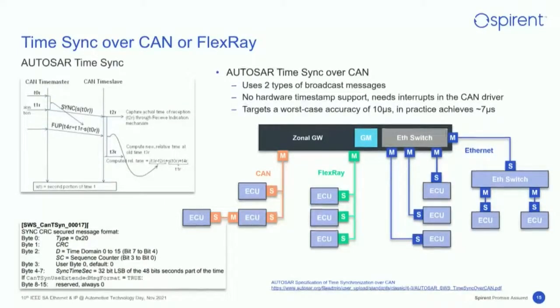It doesn't measure any link delay. Well, that's not necessary there. It uses two types of broadcast messages, a sync and a follow-up message. Because there is no hardware timestamping support, it needs interrupts from the CAN driver, to really say when the message was sent by the CAN driver. It targets a worst case accuracy of 10 microseconds versus 1 microsecond on Ethernet, but in practice it achieves around 7 microseconds of accuracy. Usually that's enough for automotive applications.